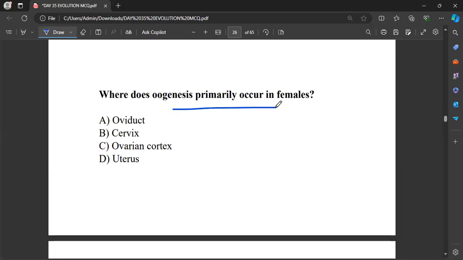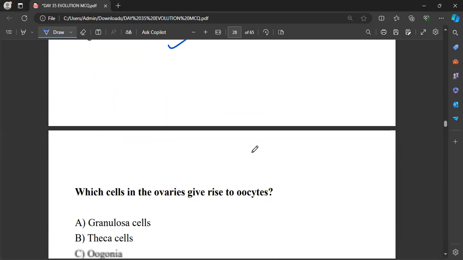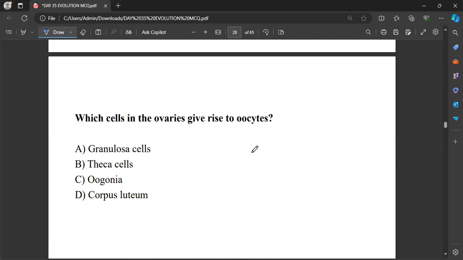Where does oogenesis primarily occur in females? Very good. That will be in the ovarian cortex. Now, which cell in the ovary gives rise to oocytes?